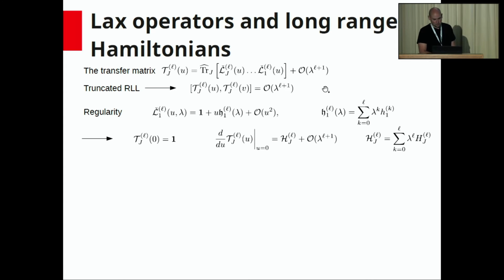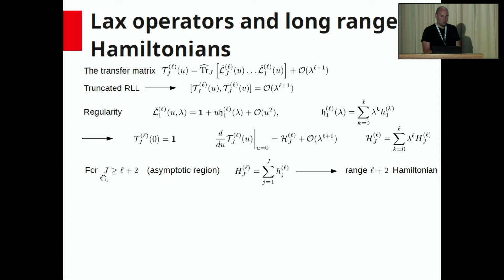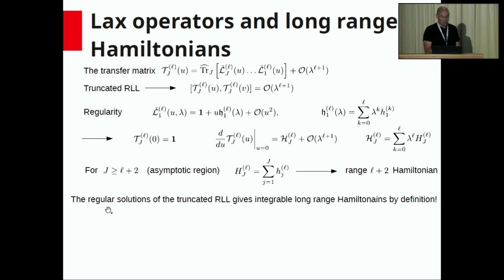The consequences of the regularity conditions are the following. The first one is that the transfer matrix is the identity at u equals 0. And the first derivative at u equals 0 is just the Hamiltonian, which can be series expanded. And for lengths which are bigger than the interaction range, these Hamiltonians are just sums of densities, and then this HL has interaction range L plus 2. And this agrees with the definition of the asymptotic long-range Hamiltonians. So the regular solution of this truncated RLL relation gives integrable long-range spin chain Hamiltonians by definition.